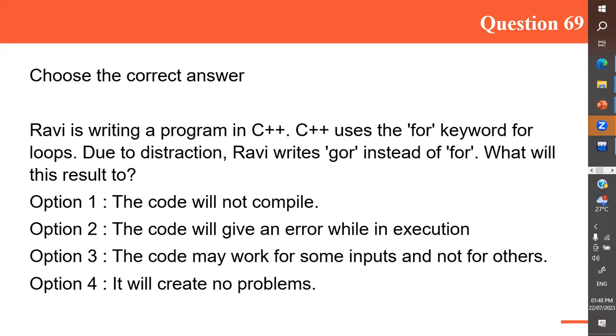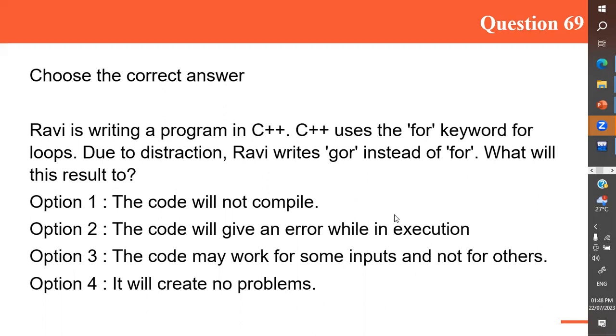Is the compilation successful here? No, right? If an error is detected, compilation is not successful. So even compilation is not done. The code will not compile at all. Code may work for some inputs? How will it work? It won't work, right? If instead of for I write GOR, how will it work? It is a compile time error, right? It is a syntax error.